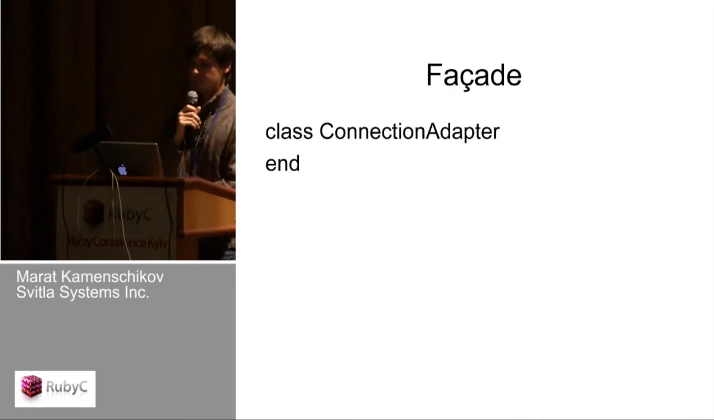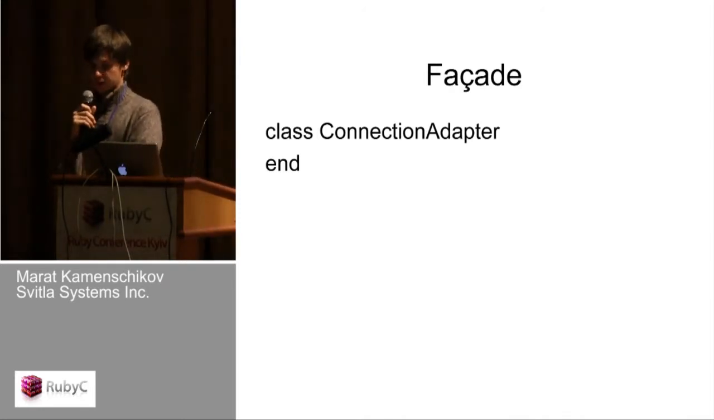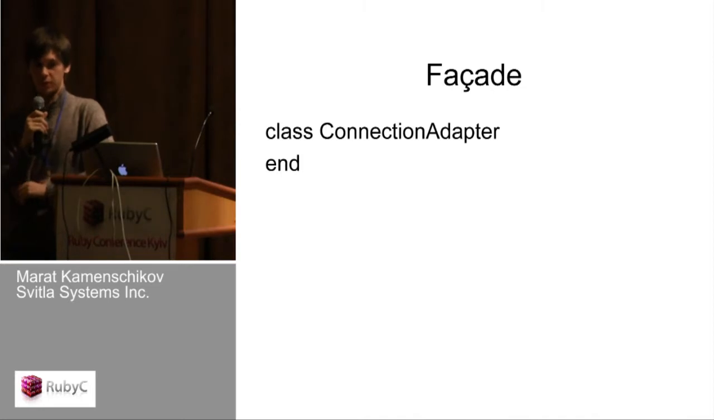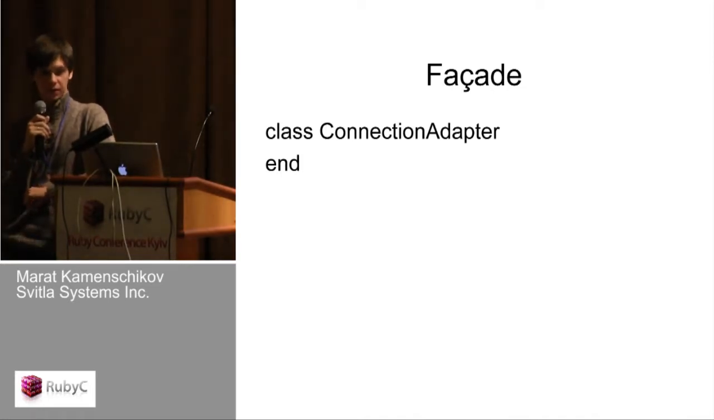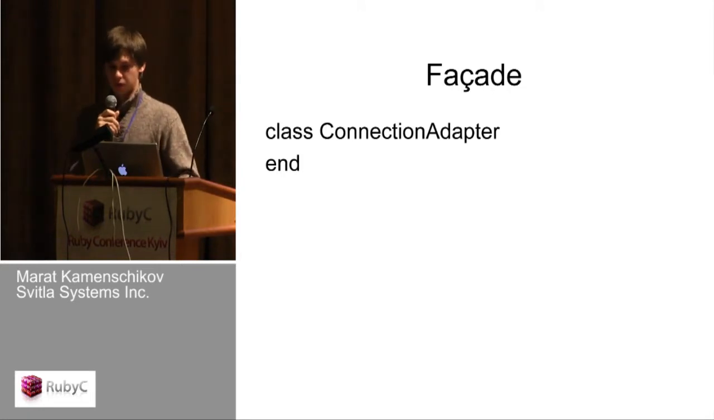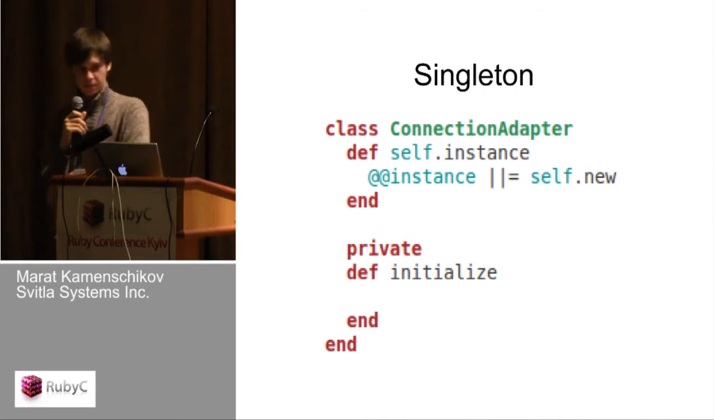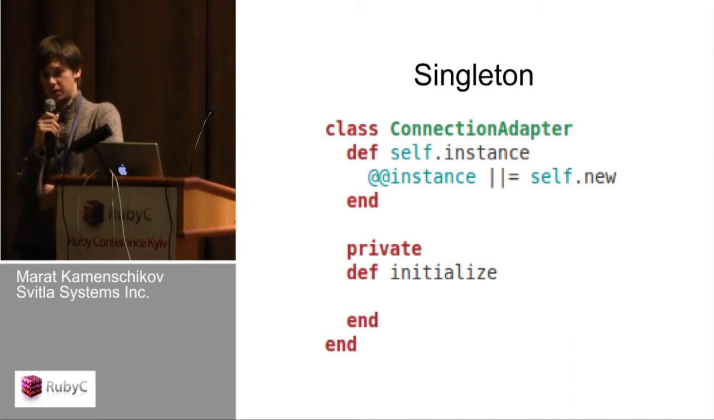Starting with facade, we started with facade and we called it connection adapter. Of course, as I said, it should be singleton, so we created the class method instance, we created the class variable instance, and we hid the initializer as private.